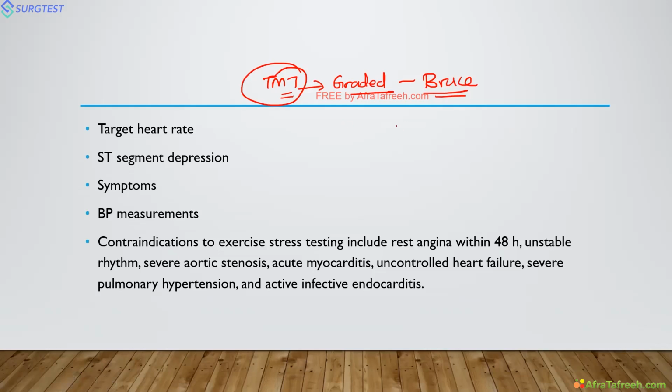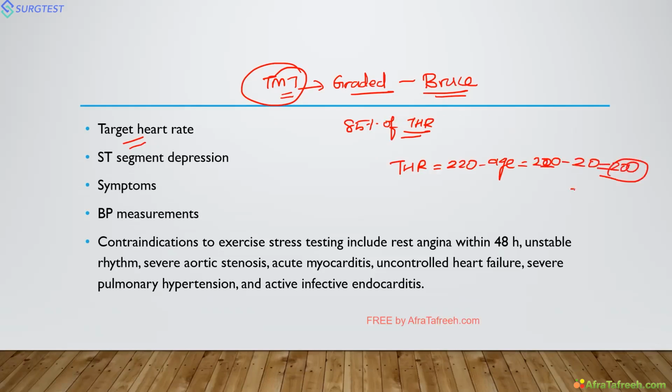In that, we have to see some parameters. First is target heart rate. Any patient should achieve 85% of the target heart rate. You can ask how the target heart rate is calculated. It is calculated by the simple formula 220 minus age. For example, for a patient of age 20 years, it is 220 minus 20, which is 200. The patient should achieve at least 85% of the 200. Then only can you comment on the stress test. Whenever the patient cannot achieve this heart rate, the stress test will become inconclusive.